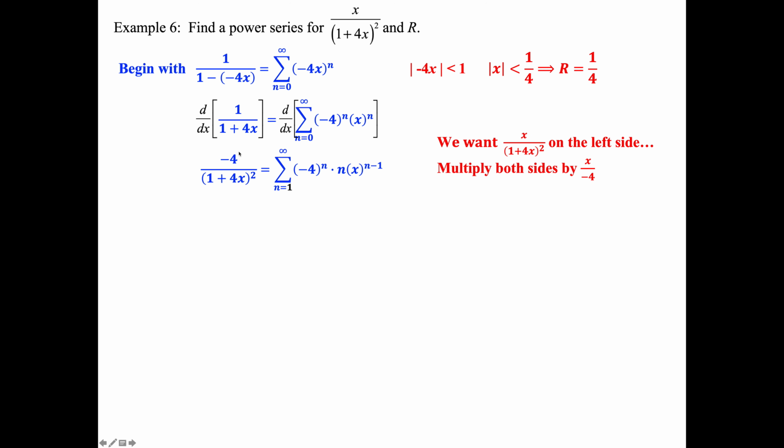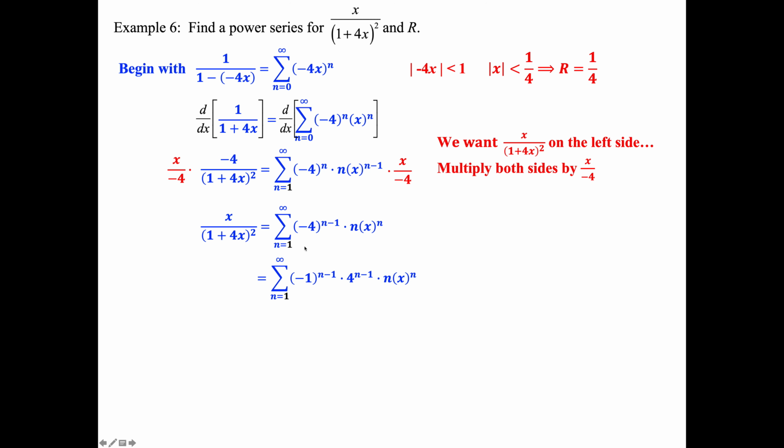Now, we're almost there, except we want an x on the top, not a negative 4. That's what we really want on the left side. So to get that, we need to cancel out the negative 4, and we need to multiply by an x to the top. So we're going to multiply both sides by x over a negative 4. So the negative 4's will cancel, and x is now on the top on the left side. Over here, the negative 4, we'll divide it from one of these negative 4s, so that means we're just subtracting 1 from our n. And here's our power series.